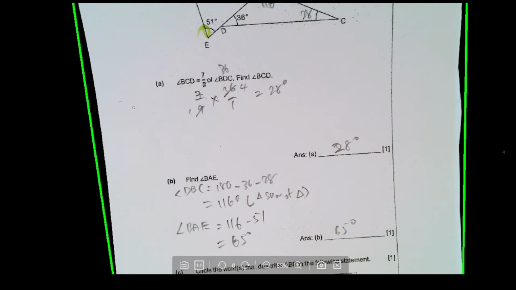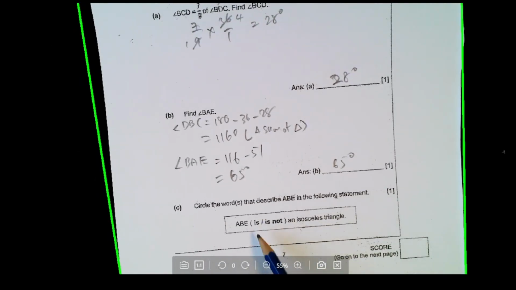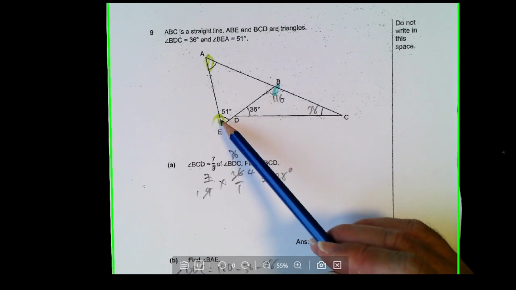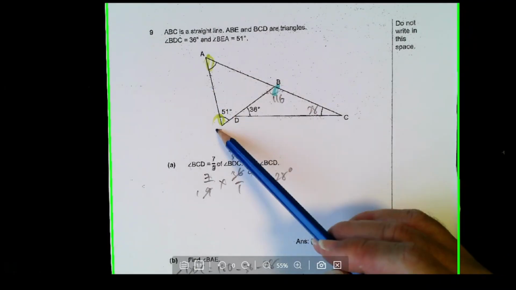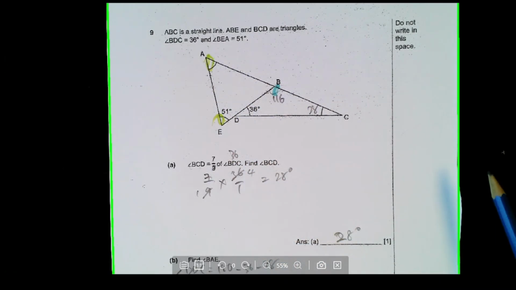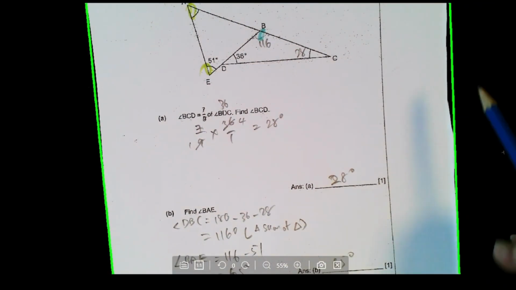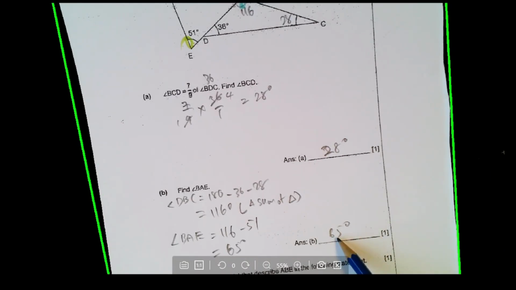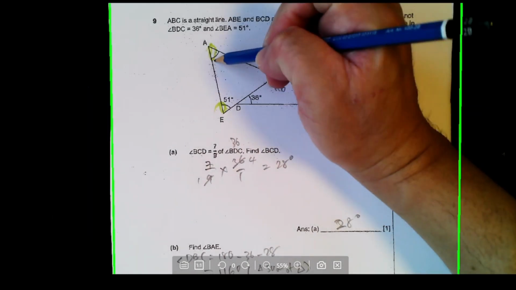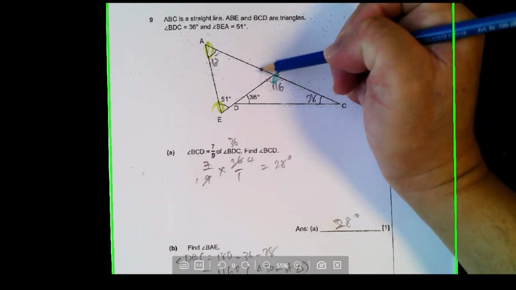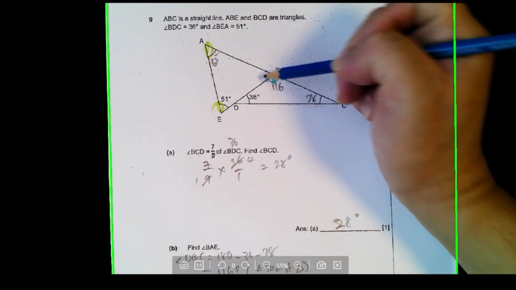Is ABE, sorry, hold up, is triangle ABE an isosceles triangle or not? This is 51. Is it isosceles or not isosceles? This is 51. We found out this is 65. We don't know yet. Maybe this is 51. If this is 51, then it will be isosceles. So we need to find this one.